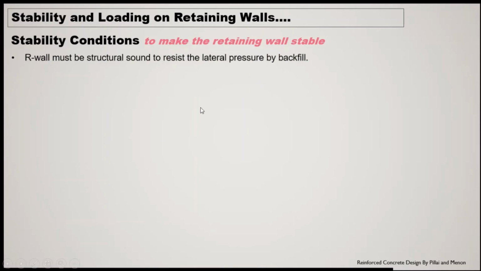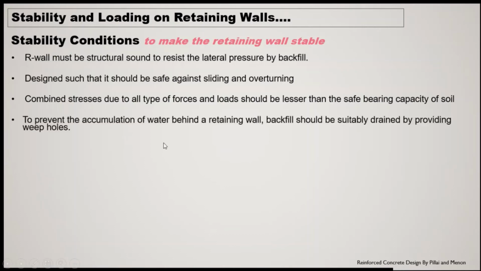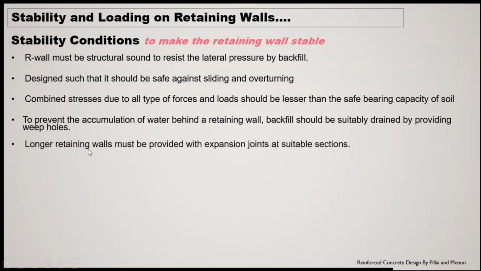The retaining wall must be structurally sound to resist the lateral pressure by backfill. The design should be such that it is safe against sliding and overturning, as we have already discussed. Now, combined stresses due to all types of forces and loads should be lesser than the safe bearing capacity of the soil. Otherwise, it will not be possible to get a stable retaining wall. To prevent the accumulation of water behind the retaining wall, backfill should be suitably drained by providing weep holes, as we have already seen. Longer retaining walls must be provided with expansion joints, as we have already discussed, at suitable sections.